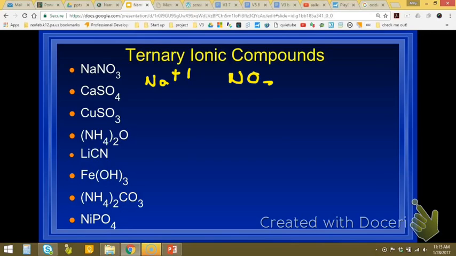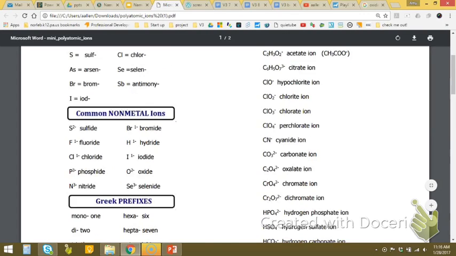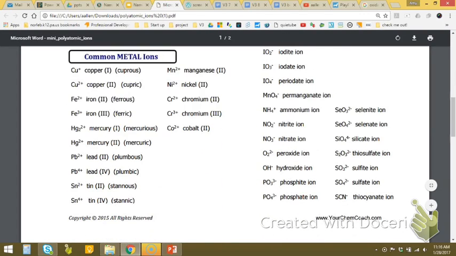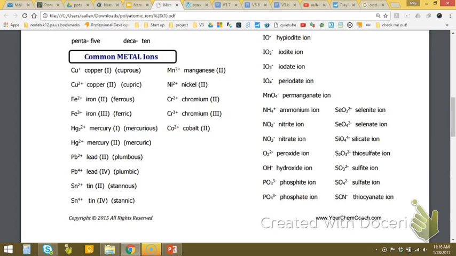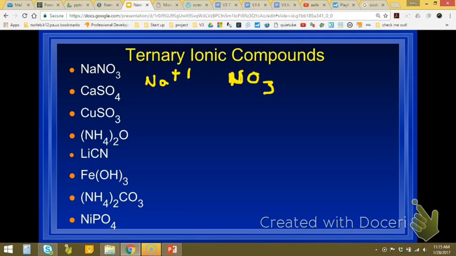NO3 is a polyatomic ion. So NO3 is always found together. And if we take a look at our polyatomic ion list and scroll down to find NO3, we can see that NO3 is called nitrate. It has a -1 charge. So NO3 is -1. When we combine these, we get sodium nitrate.